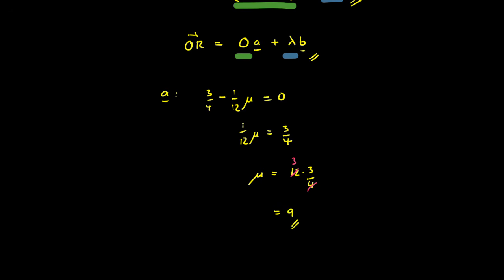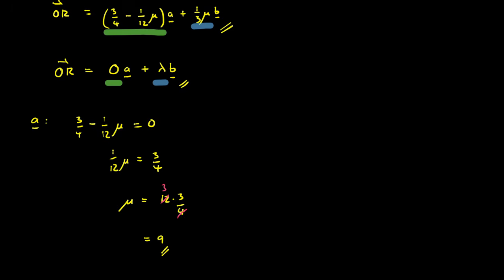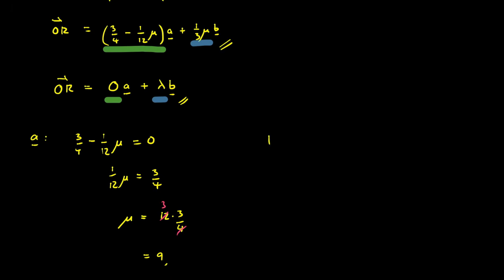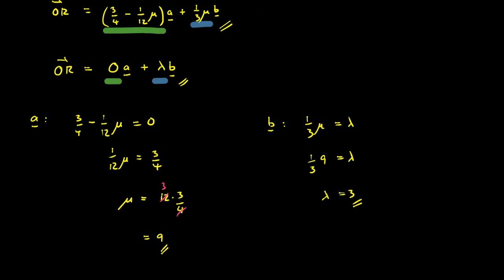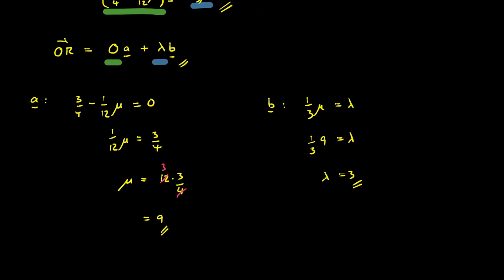And if mu is equal to 9, well, I can also compare my b's, can't I? Right, so b, I will get 1/3 of mu is equal to lambda. And so we've got 1/3 of 9 is equal to lambda. And so lambda is going to be equal to 3. Okay, so I get lambda is equal to 3 and mu is equal to 9. And so I think what we should really do at this point is we should try to see whether or not those values make sense.